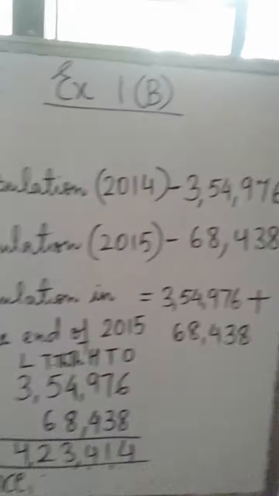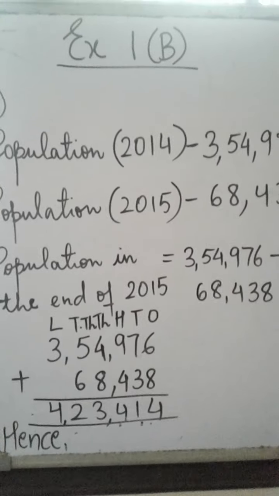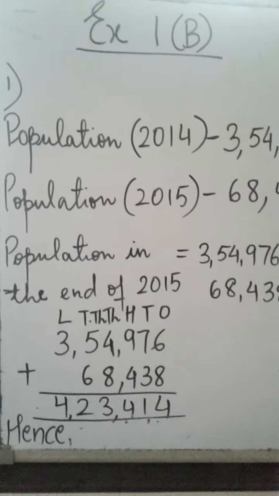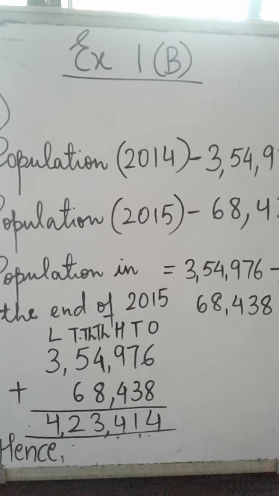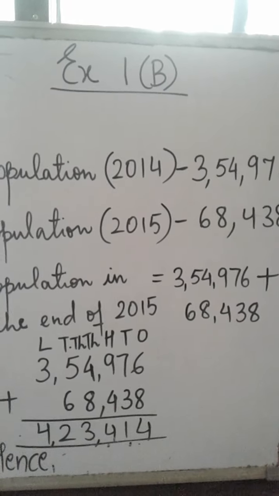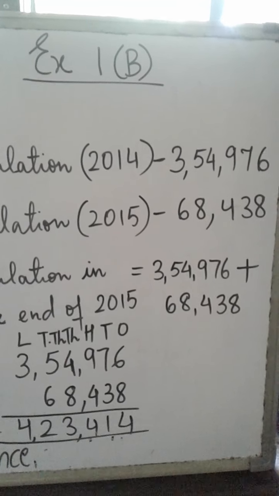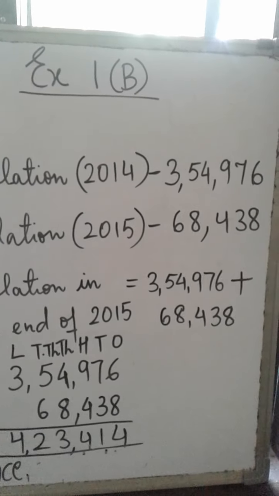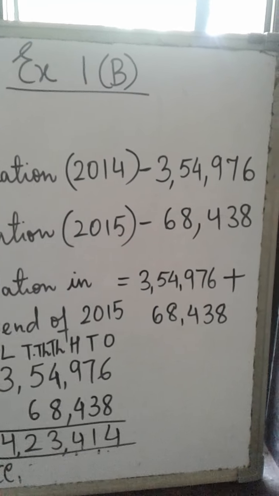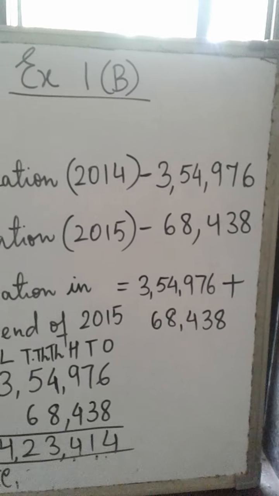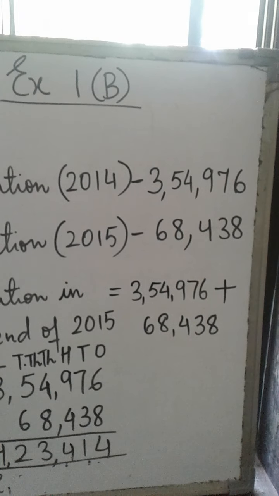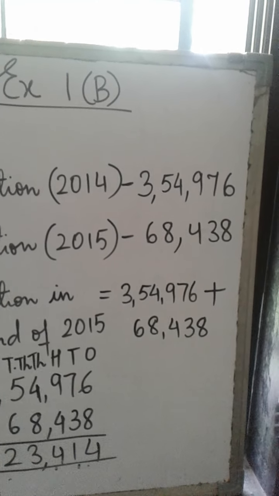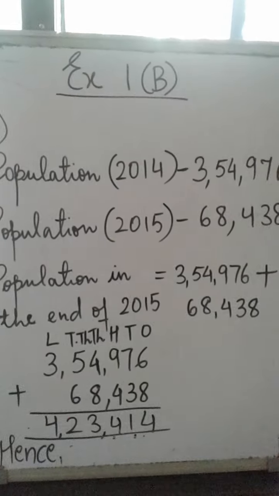Yes, we are going to start exercise 1B. Okay, let's read the question. Question is, the population of a city was 3,54,976 in the year 2014. In the year 2015, it was found to be increased by 68,438. What was the population of the city at the end of the year 2015?